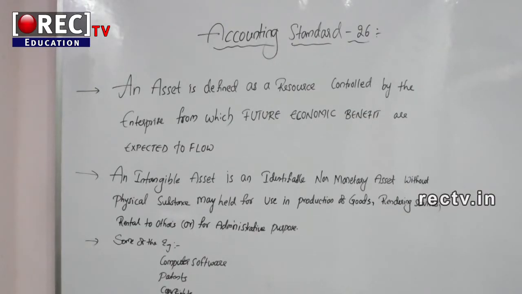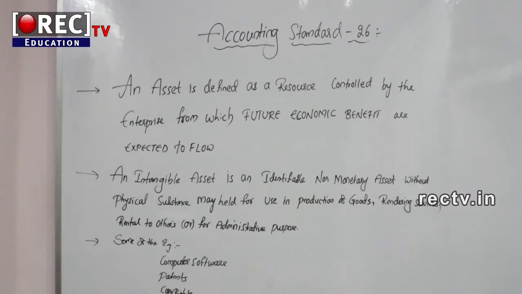Today we are going to discuss Accounting Standard 26. This is the topic of Group 2 Advanced Accounting. Before going to discuss Accounting Standard 26, we have already seen in Group 1 Accounting Standard 6 and Accounting Standard 10. In those there is no definition for asset, but in Accounting Standard 26 there is a definition for asset. Let us look at it.